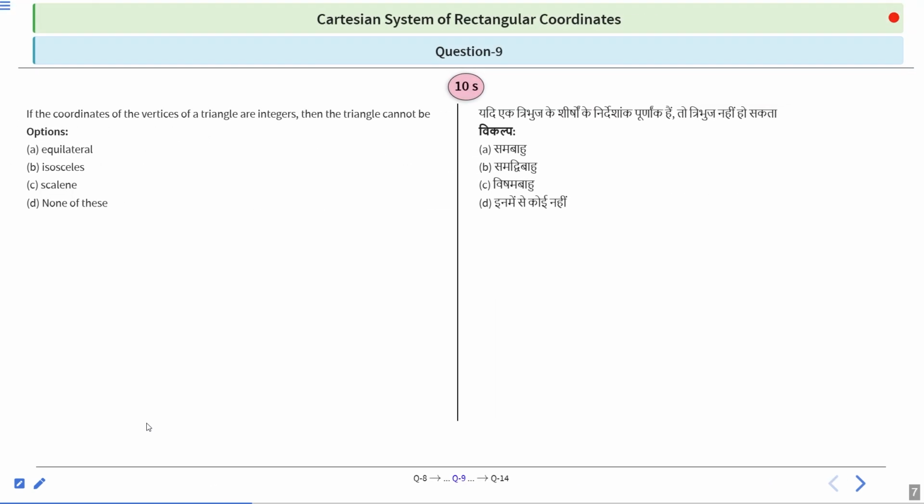Question number 9. Question number 9 says, if the coordinates of the vertices of a triangle are integers, then the triangle cannot be. Clear? So the hint of this question is, we will draw a triangle and write the vertices of the triangle as integers, and after using the properties of triangle and coordinates, you can easily find which type the triangle cannot be, right? So in this way, you can try to approach this question. You have 10 seconds to solve or think about this question. After 10 seconds, we will discuss the solution part, right?